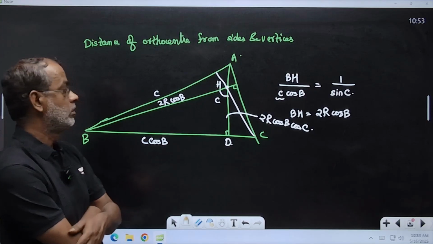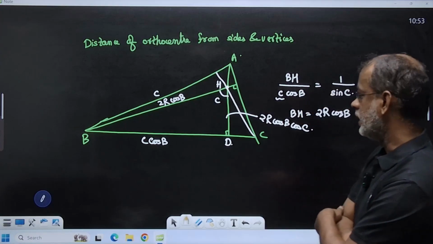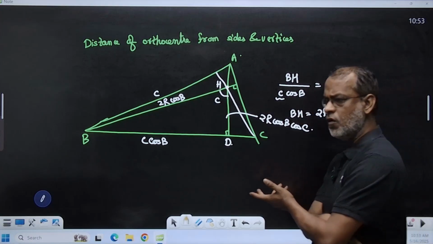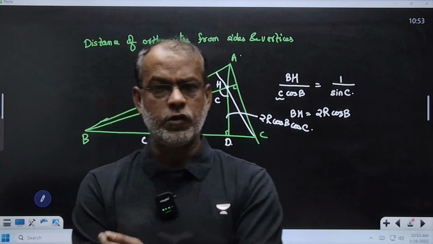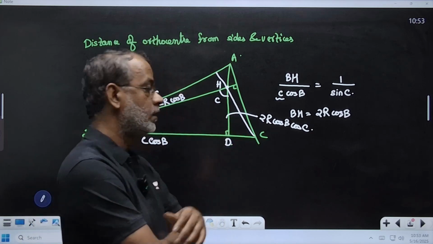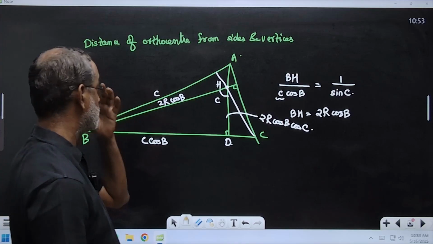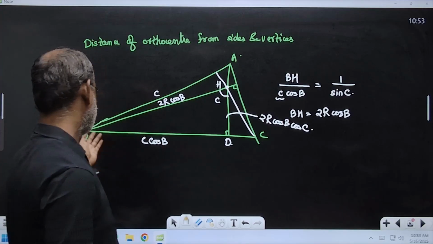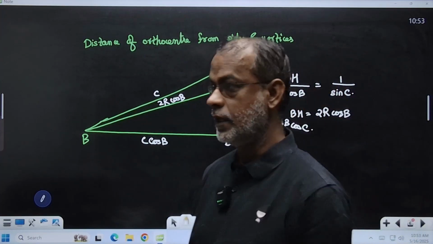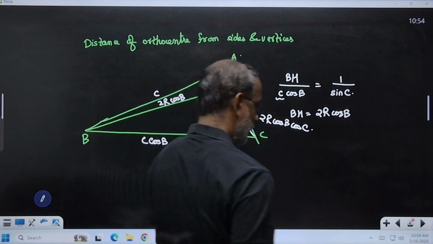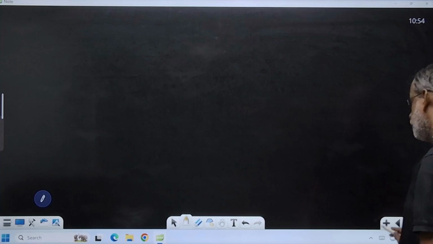Fine. So, this is the distance of the orthocenter from the sides and vertices. From the vertices, if you want to remember, it is simple. From vertex A it is 2R cos A, from vertex B it is 2R cos B, from vertex C it is 2R cos C. And from side BC it is 2R cos B cos C, from CA it is 2R cos C cos A, and similarly. Okay. Now, moving ahead, this result will be helpful if you want to prove this.